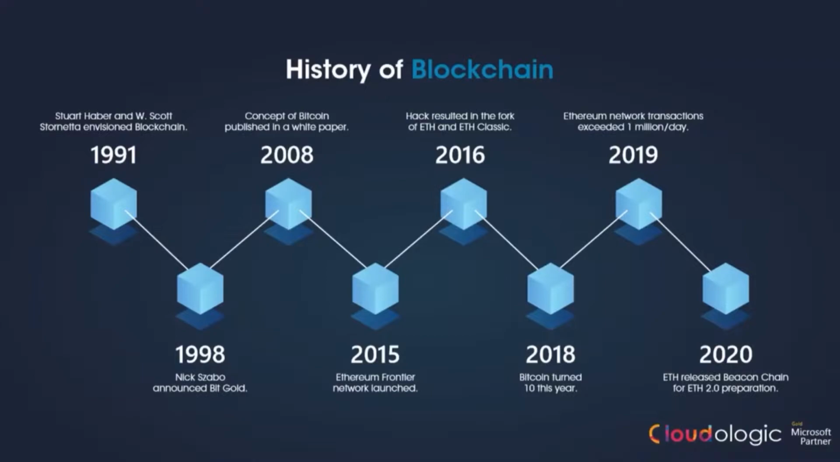2015: the Ethereum Frontier Network was launched, enabling developers to write smart contracts and decentralized apps that could be deployed to the live network.